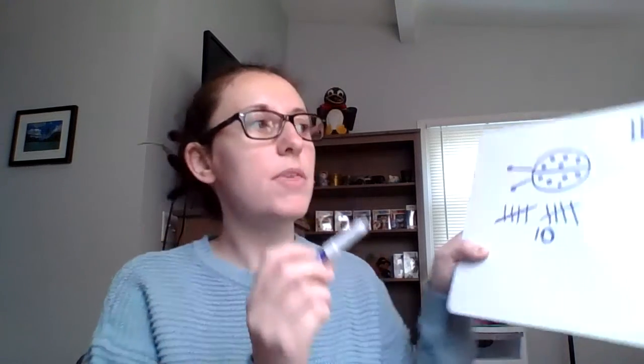If we have this number, then we have the number 6 because 5 plus 1 equals 6. If I have this, we know that 5 plus 5 is 10. And then we're going to keep counting 11, 12.